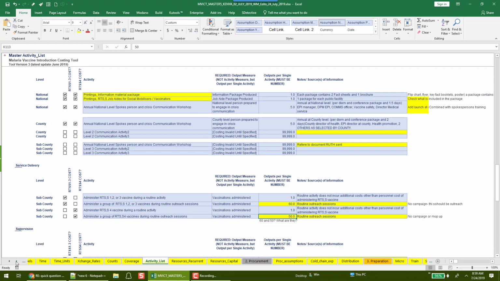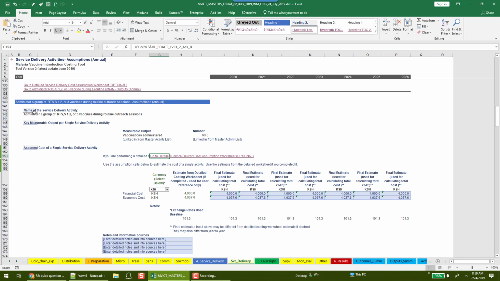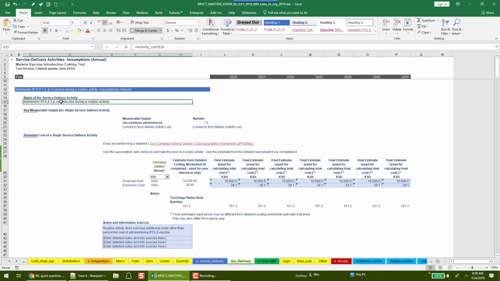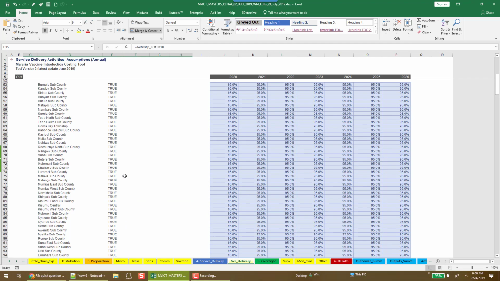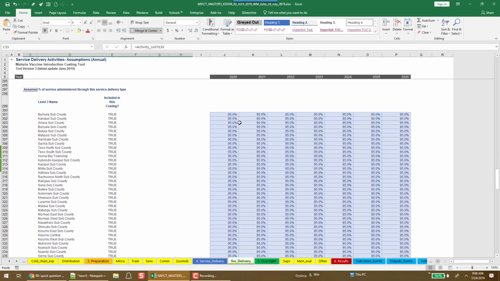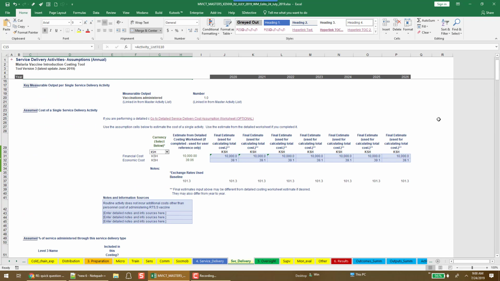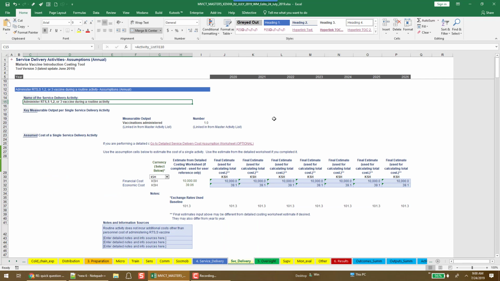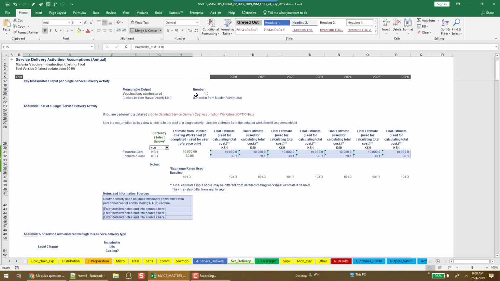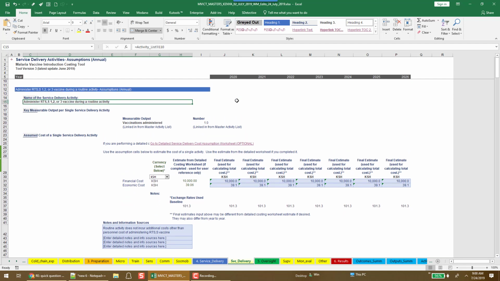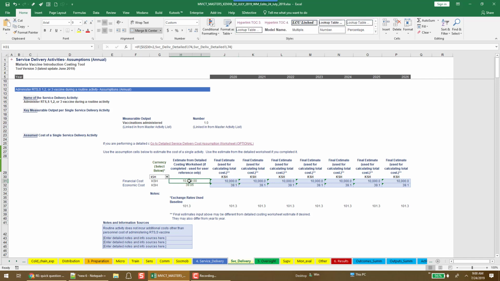When you then go to the activities costing here in service delivery, you'll see that when you are administering a regular vaccination here, like 1, 2, or 3, you'll see here that we're saying that we're doing 95% of our vaccines here in each sub-county as a regular vaccination. And I'm looking right here for RTSS 1, 2, or 3. And then you say, okay, I'm doing one vaccine. I'm administering one vaccine for that regular service delivery activity. Now, it says here that it's going to cost me 10,000 shillings in financial costs to do that. Now let's take a look and see why that is.